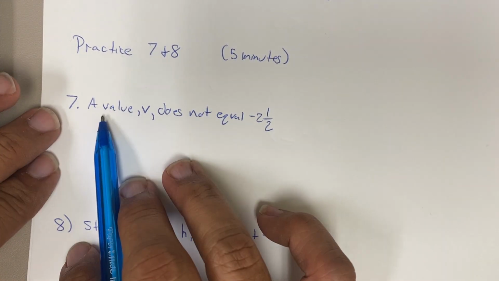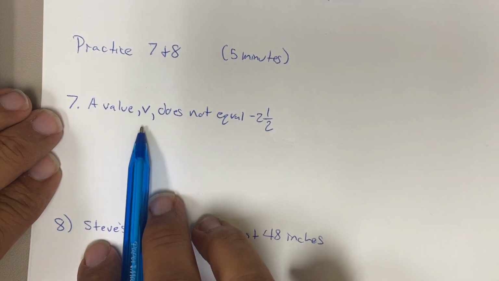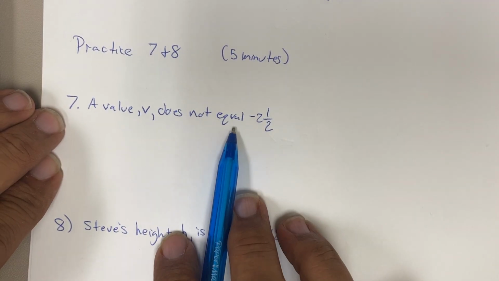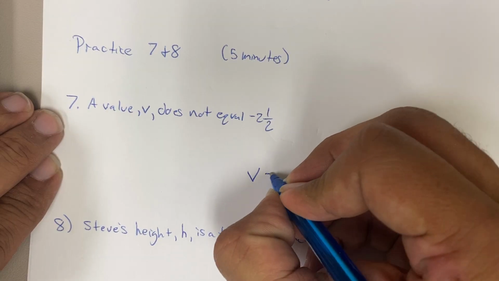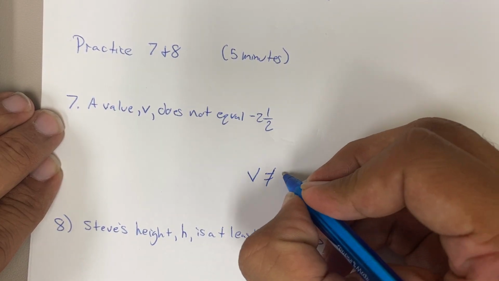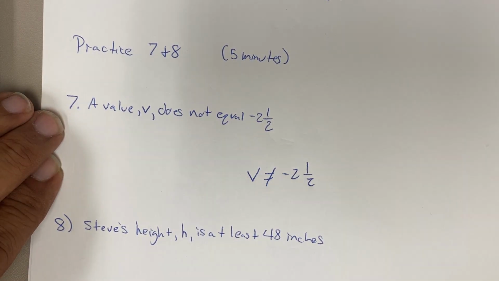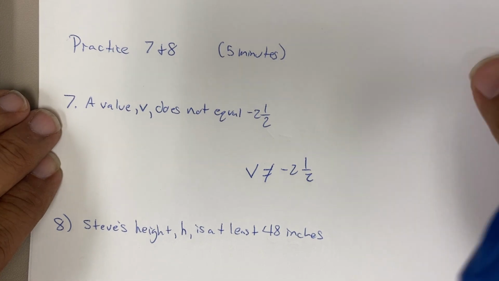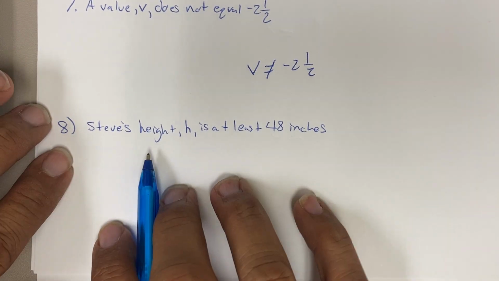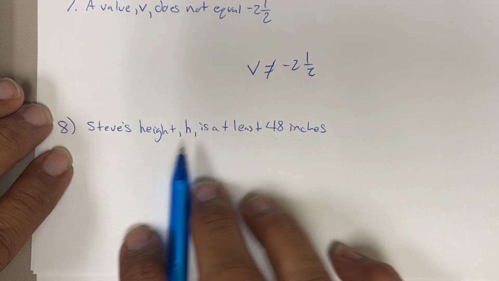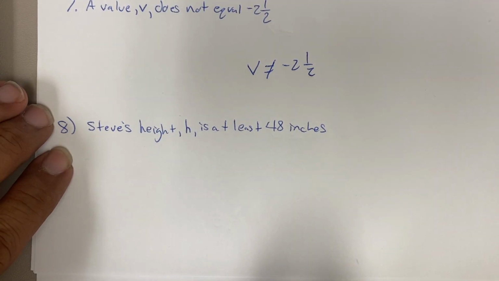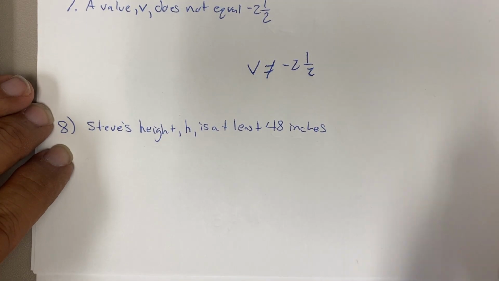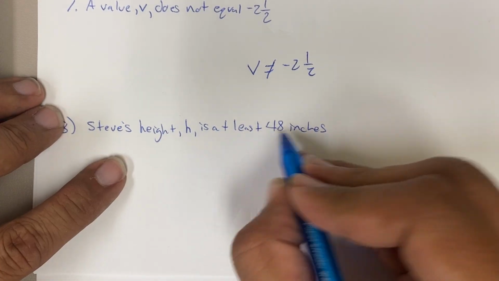Let's start here. A value V does not equal negative 2.5. So V, one of our easier questions, does not equal negative 2.5. That was easy, right? Number 8, Steve's height, so we don't know Steve's height, but is at least 48 inches. Last time you saw him, he was 48 inches. So maybe he stayed the same, or maybe he got taller. So at least 48 inches.